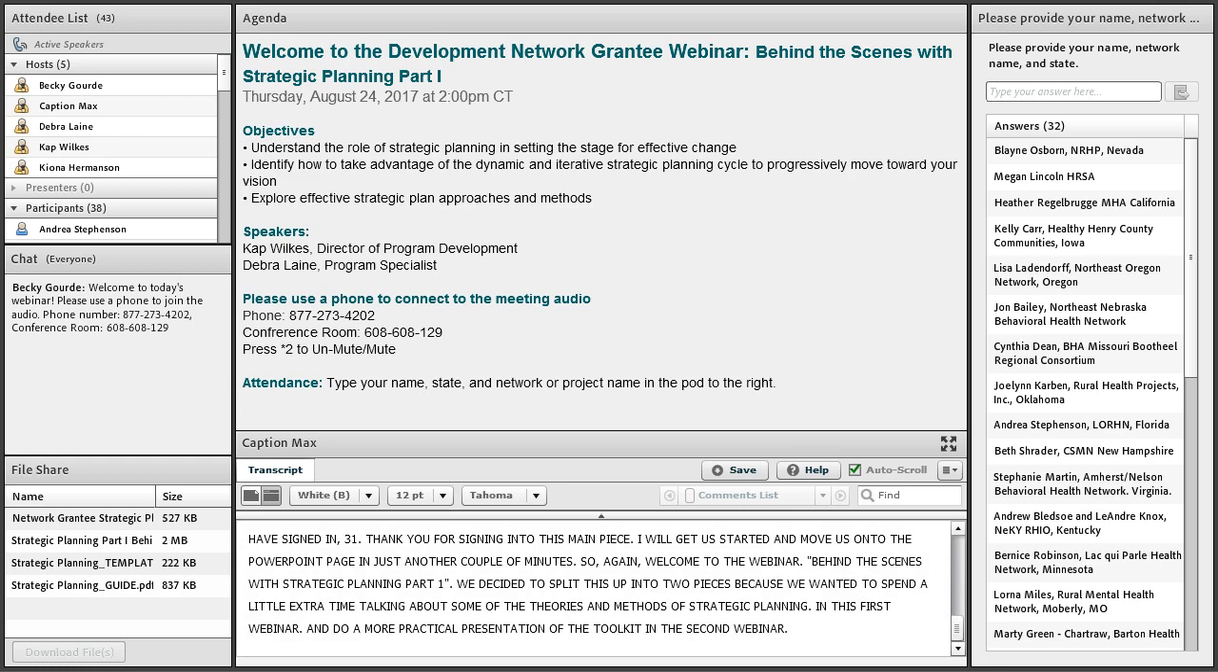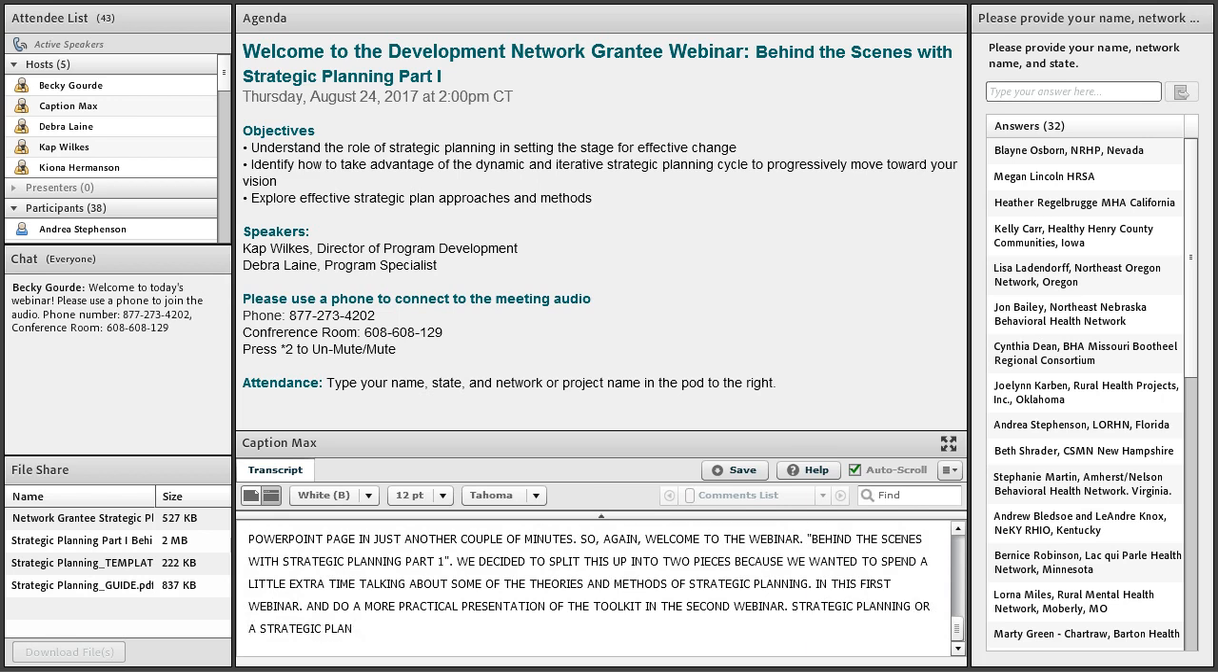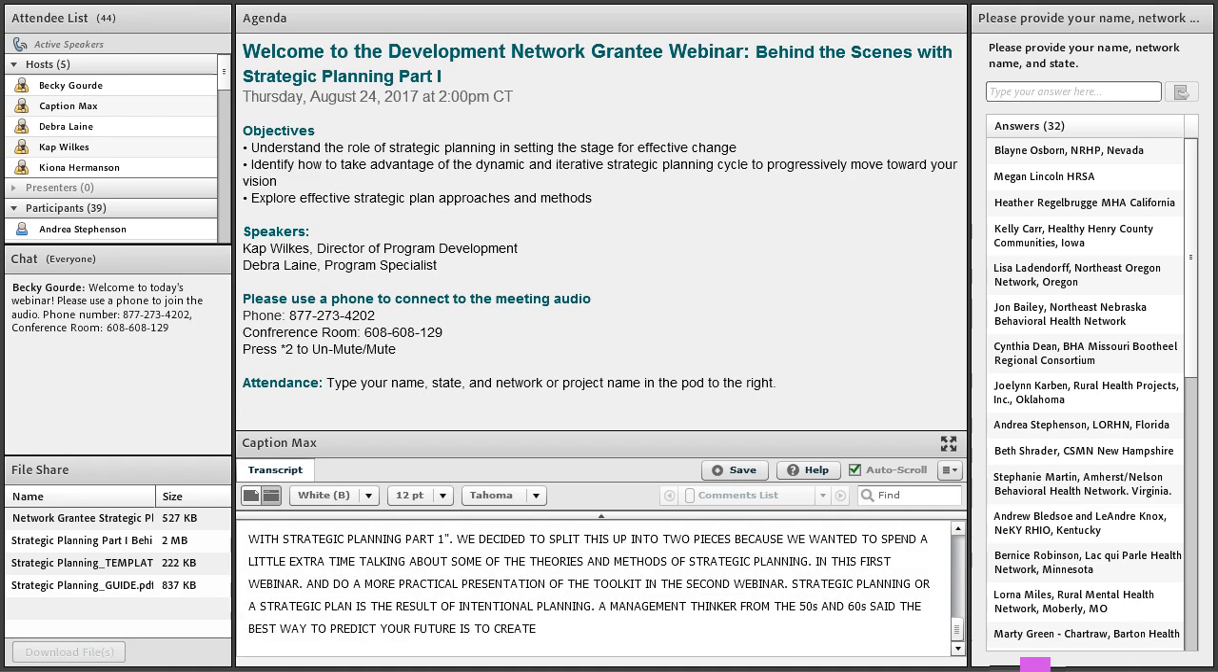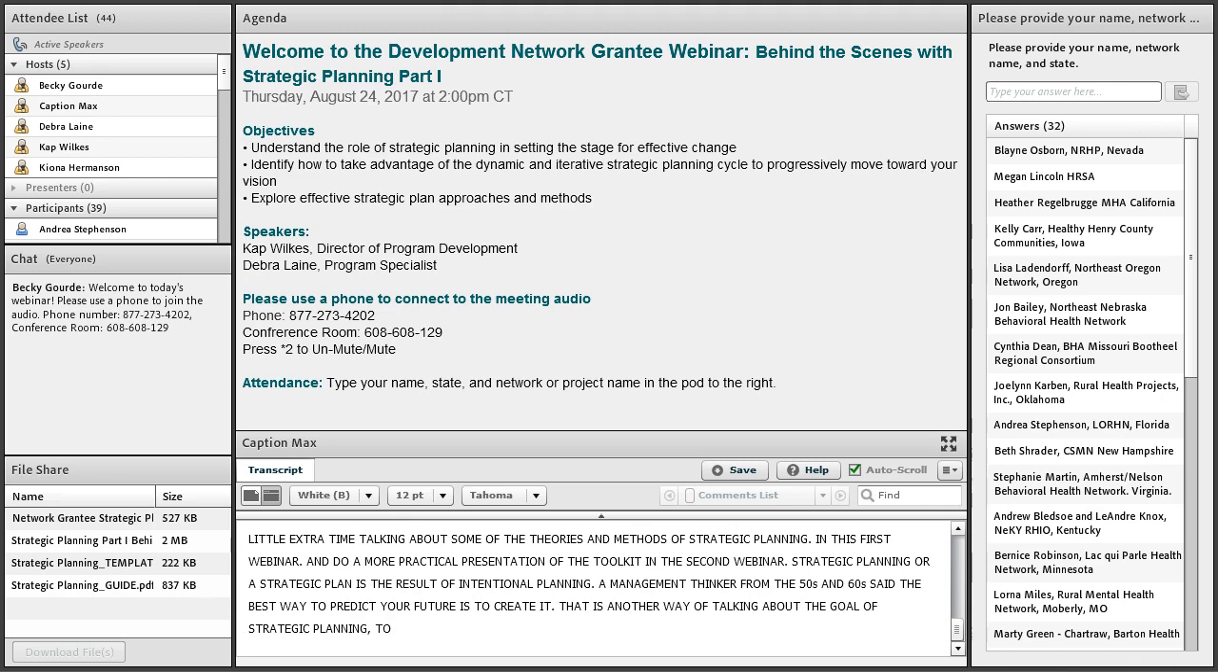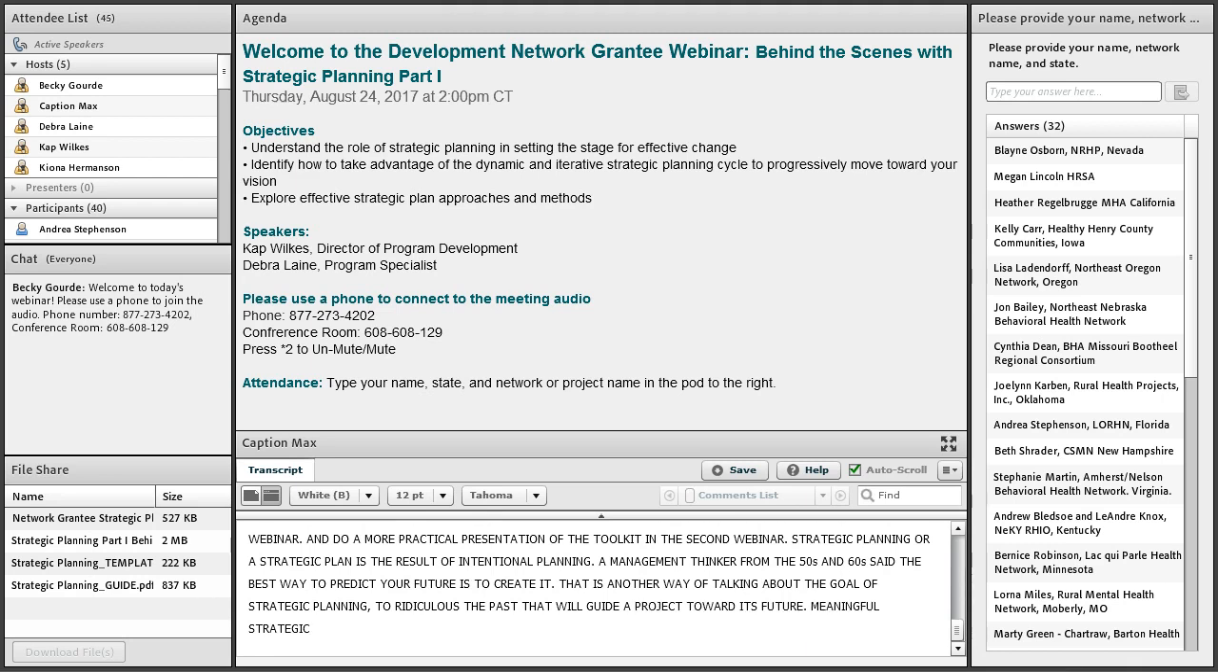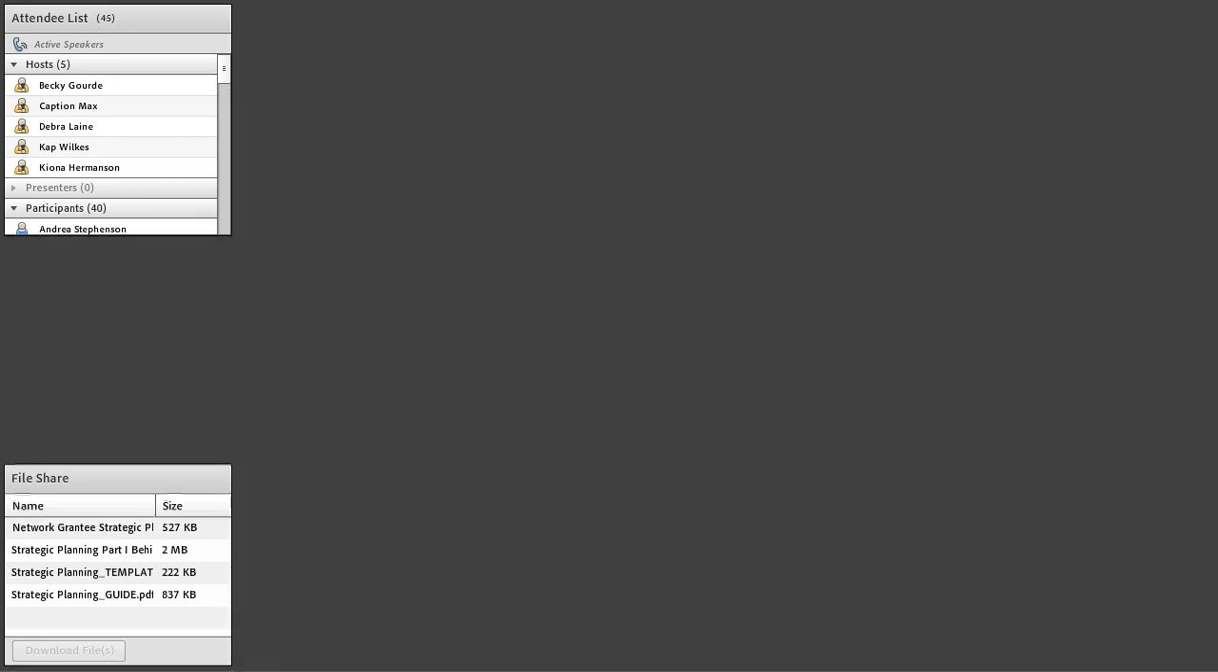A strategic plan is the result of intentional planning. Peter Drucker, a management thinker from the 50s and 60s, said the best way to predict your future is to create it. Well, that is another way of talking about the goal of strategic planning, to articulate the paths that will guide an organization or project towards its future. So meaningful strategic planning enables effective change, really, by considering what needs to happen, what actions are needed in order to achieve that organization's vision.